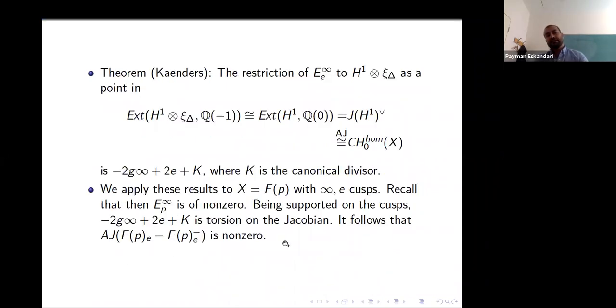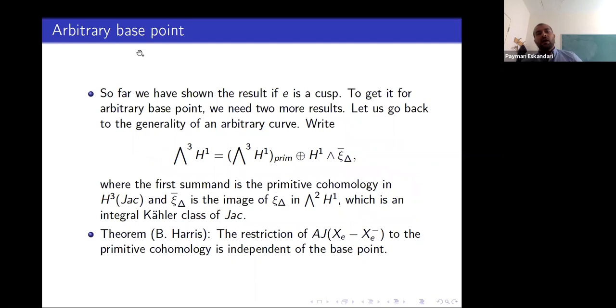So that is what we do. Up until this point, we've shown our result, except that the base point is not arbitrary. Up until this point, this E has been a cusp. But now we want to get rid of that hypothesis and get the result for arbitrary base point.